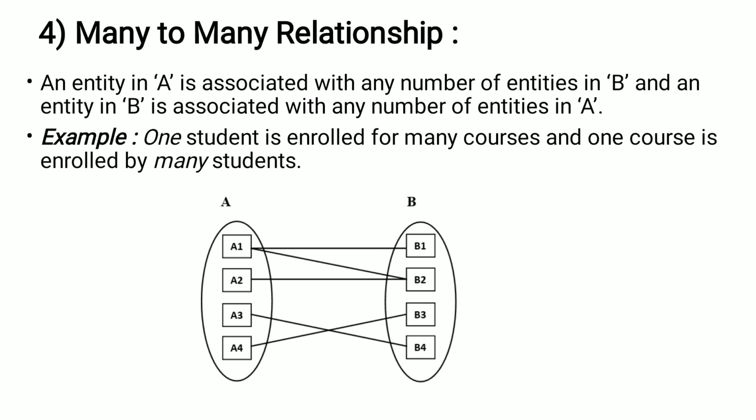This is all about cardinality ratios, that is, the maximum number of relationship instances in which an entity can participate. The possible cardinality ratios are one to one, one to many, many to one, and many to many. These are the relationship constraints. There are two types of relationship constraint: first, the mapping constraint, that is mapping cardinality, and second, the participation constraint. Here mapping cardinality is over.